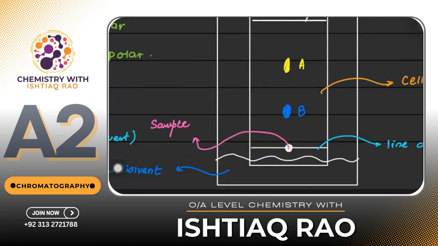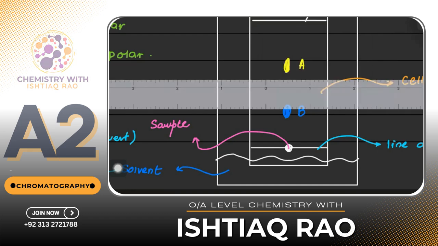And how can I measure the RF value? This is called the solvent front. What is the solvent front? The distance traveled by the solvent is called the solvent front. Let's suppose I'm going to measure the RF value. So what am I going to do? I'm going to take a ruler like that.